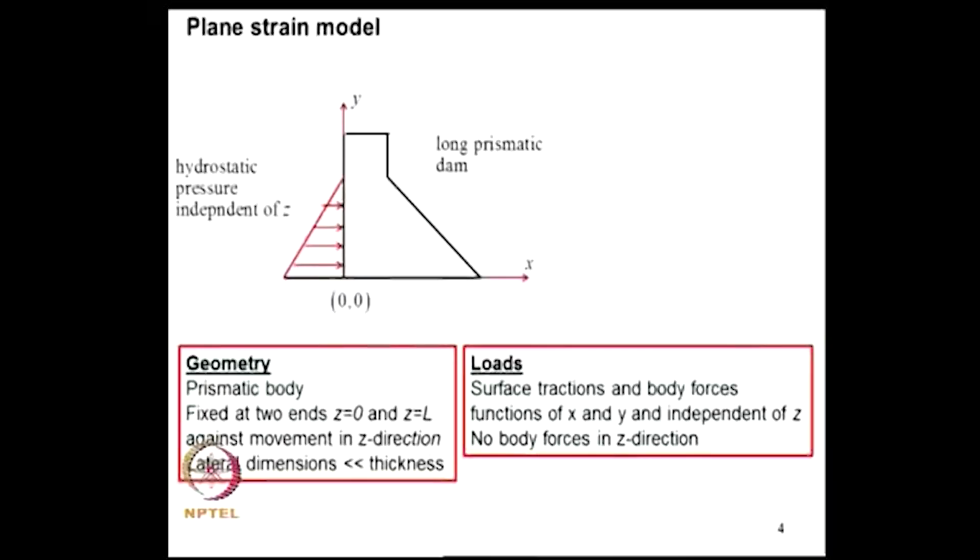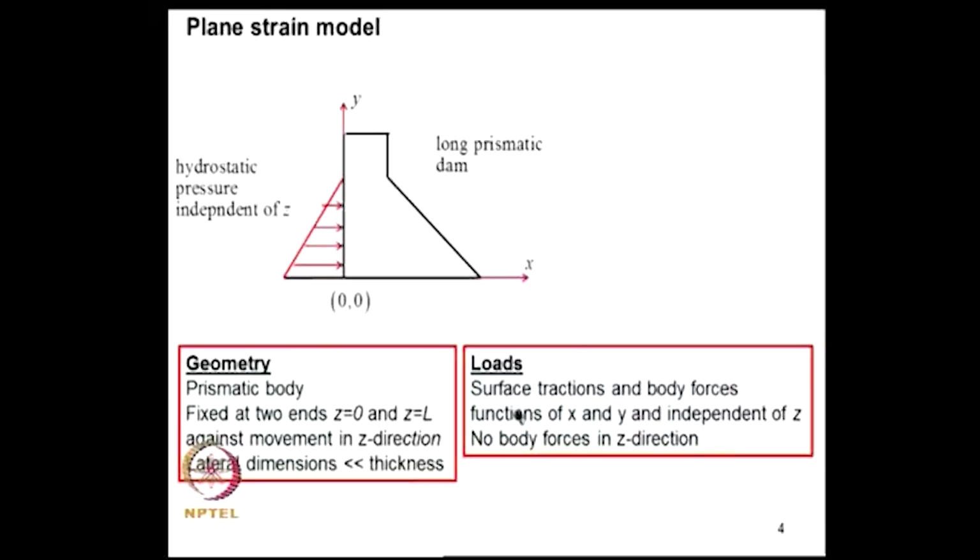Now, another 2 dimensional model which again we briefly touched upon towards the end of the previous lecture is a plane strain model. So, here again the geometry of the object under consideration is prismatic. Here the thickness of the object is much greater than the lateral dimension of the structure. So, for a model to be treated as plane strain model in the xy plane, we need that the object should be prismatic along the z axis and it should be fixed at 2 ends, z equal to 0 and z equal to L, against movement in the z direction, and the lateral dimensions, as already said, are much smaller than the thickness.